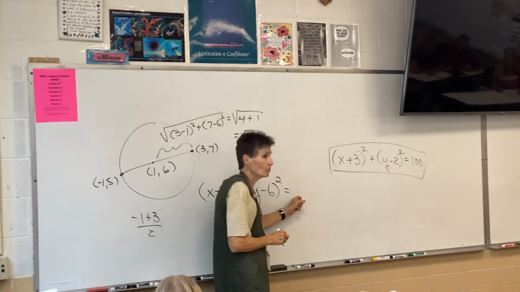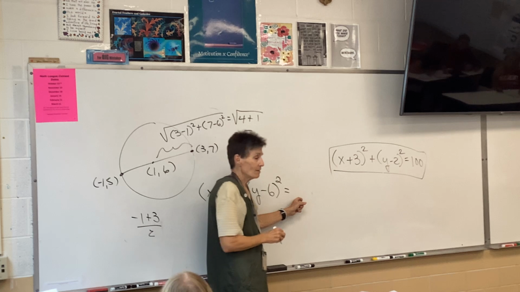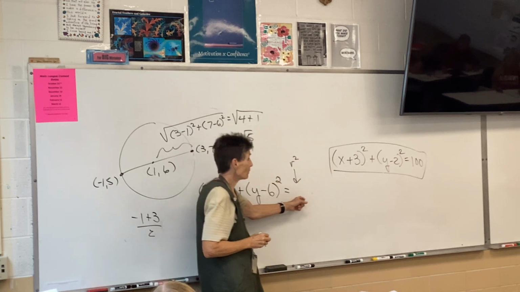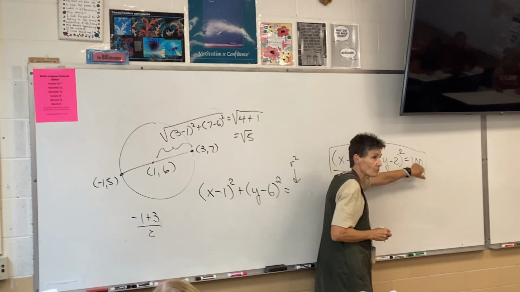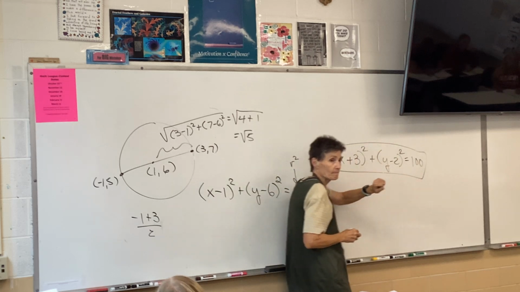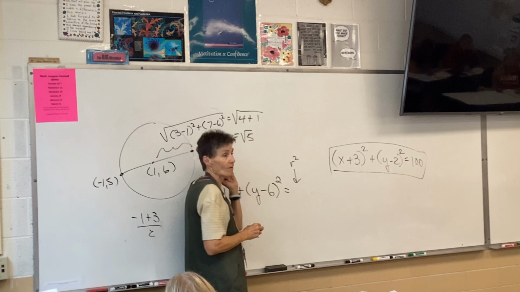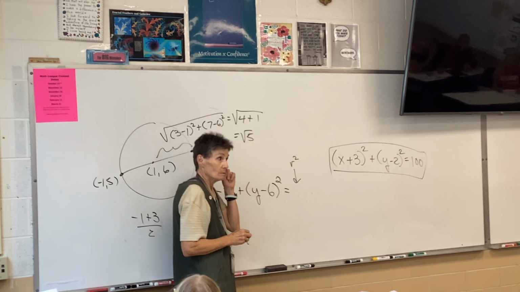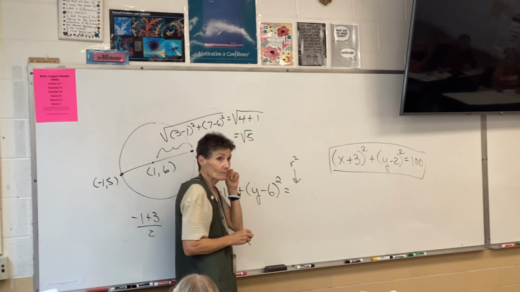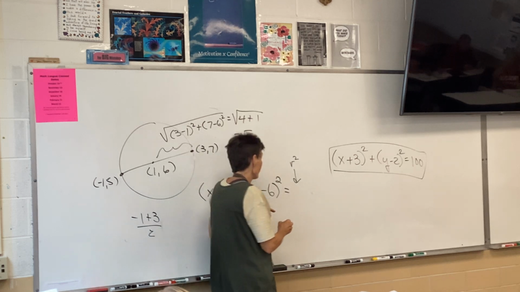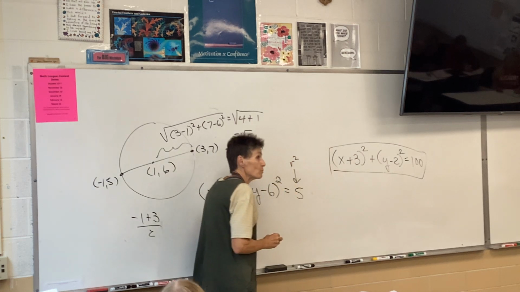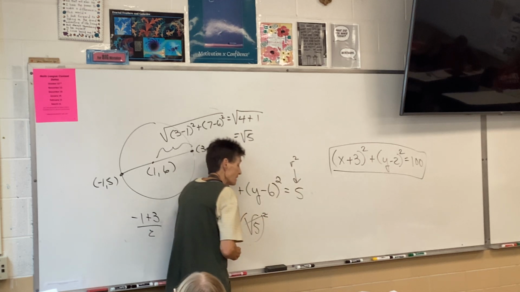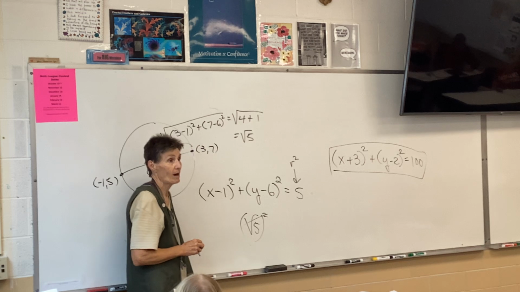Please, don't put root 5 here. This is always r squared. Remember when the radius was 10, you put 100 here? So what is root 5 squared? Careful. It's 5. It's just plain old 5. When you square a square root, they cancel, and it's just 5.